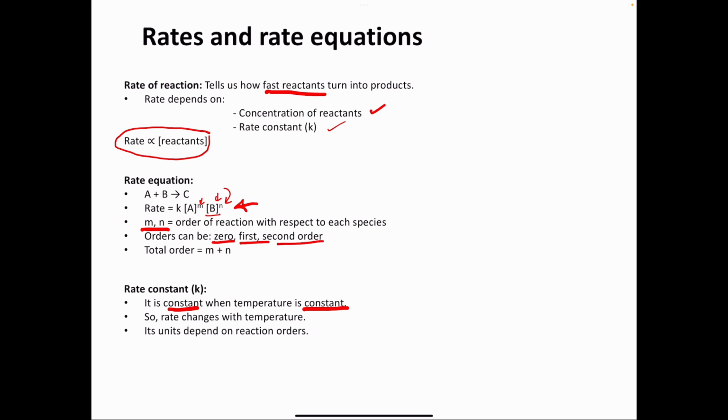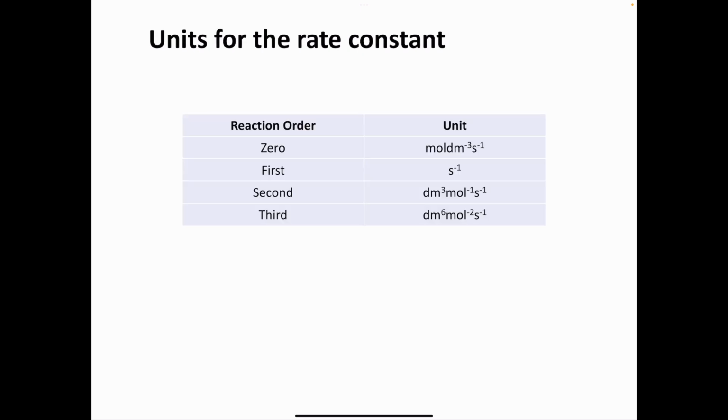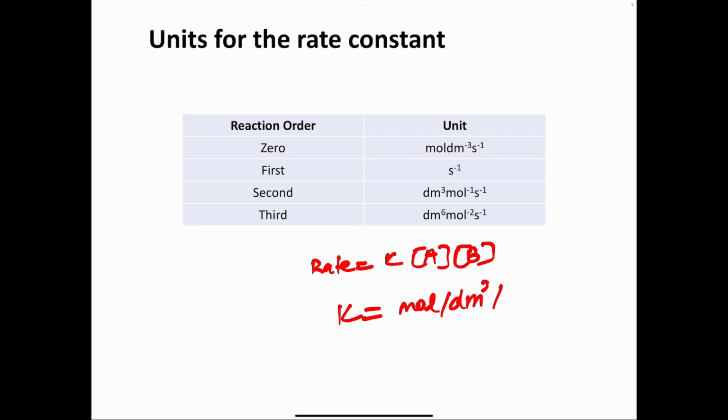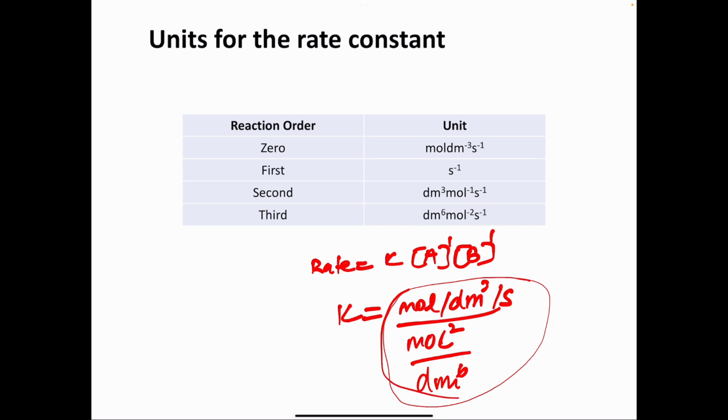The units for the rate constant are going to depend on the reaction orders, like we're going to see here. Remember, rate equals k times the concentration of reactants. Let's assume that, meaning k should equal the rate, which is mol per dm³ per second, divided by the concentrations, let's assume for example mol squared, and per dm⁶. We can work out the units of k.